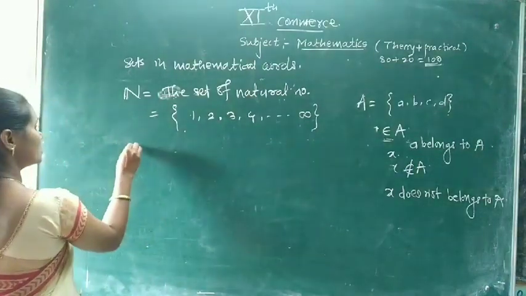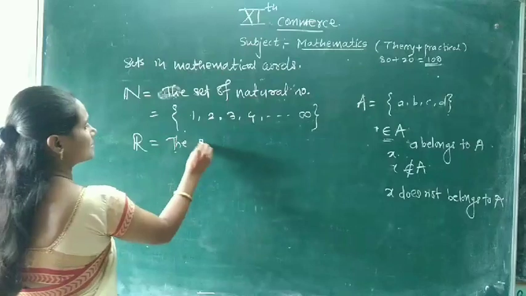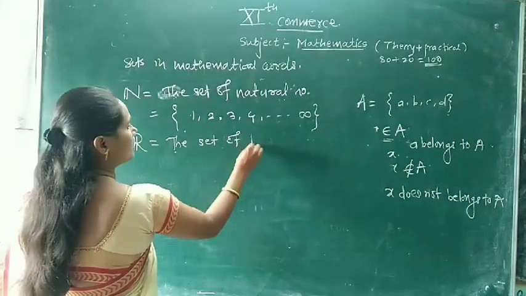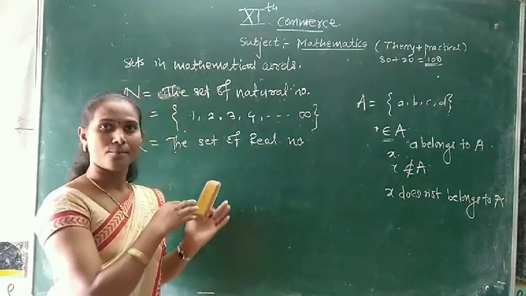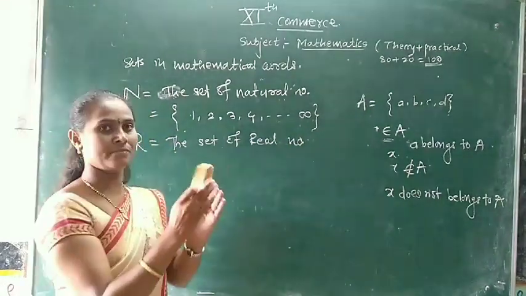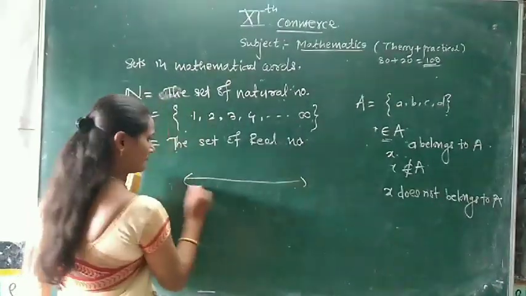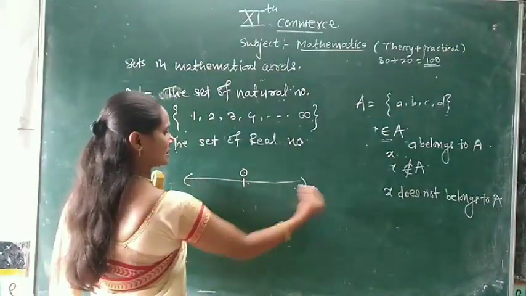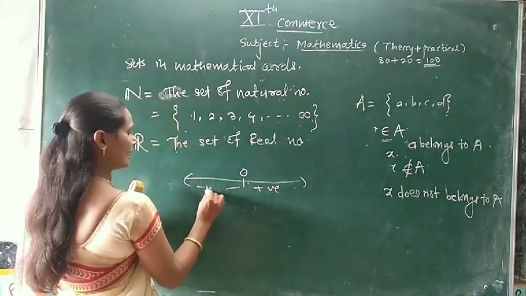Next we see real numbers, the set of real numbers. On the real line we see plus, minus, and in the middle 0. This is our real line. There is 0, and on this side there are positive numbers, and on this side there are negative numbers.